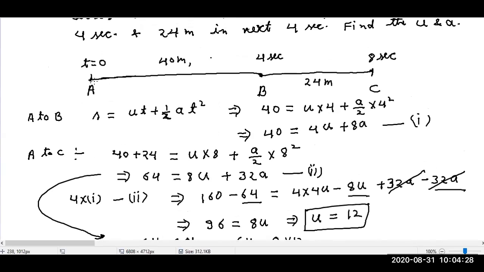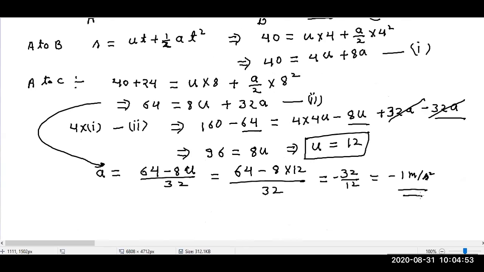You can see in first 4 seconds displacement is 40 meters, while in next 4 seconds it is just 24, which is less than the previous one. So displacement is decreasing, so the velocity is also decreasing. As it is moving forward, the velocity is decreasing, and that's why we are getting a negative acceleration. So this will be the acceleration.